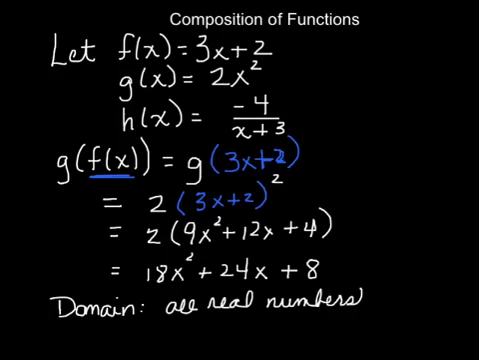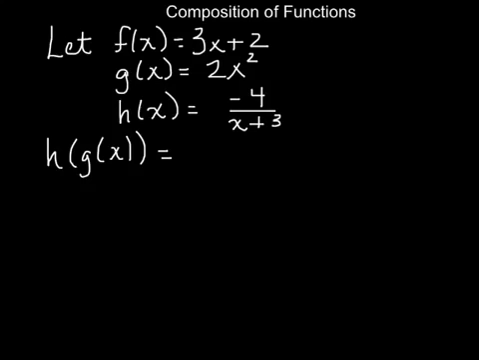Alright, let's try something else with this. Okay, I thought for this slide we would take g of x, 2x squared, and we would insert it into h of x, which is negative 4 over x plus 3. I'm going to use green for my g of x right here. And I'm going to replace g of x into my function with 2x squared.